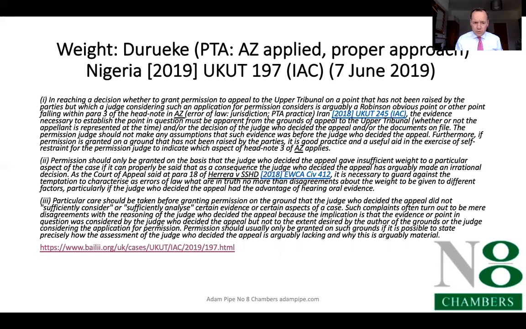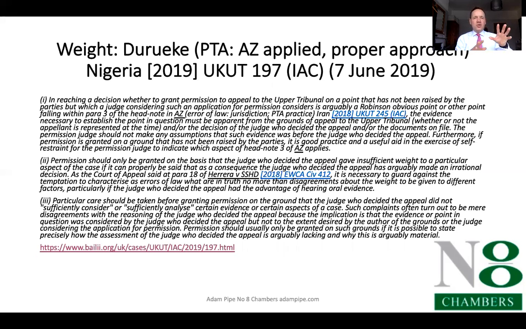Now, Roman 3, when I was preparing this, made me laugh because I caught myself using this kind of language in grounds. Particular care should be taken before granting permission on the ground the judge who decided the appeal did not sufficiently consider or sufficiently analyze certain evidence or certain aspects of a case. Because again, it's a disagreement. And sometimes when I want to challenge weight, I'll say, oh, well, the judge didn't sufficiently consider this aspect. Again, watch that language because that can be interpreted as just disagreeing with a legitimate finding.